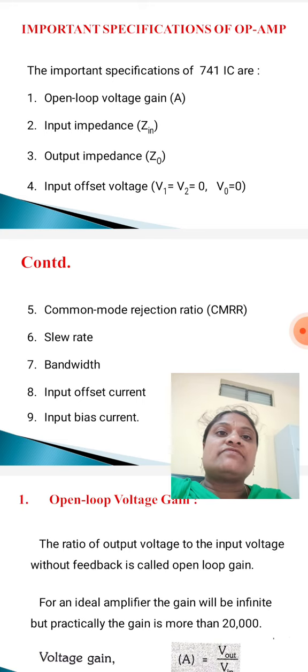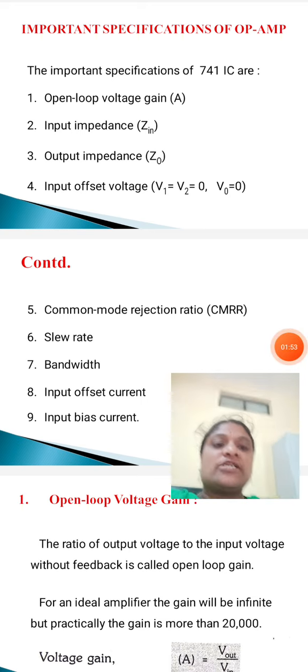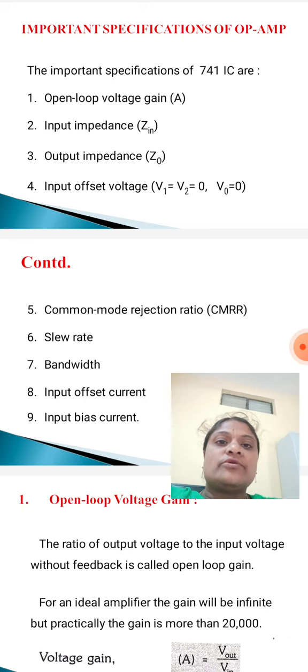So the important specifications of IC 741 are, first one is open loop voltage gain. It is nothing but capital A. The second important characteristic of op amp IC 741 is input impedance. Input impedance is denoted by Zin. The third important specification of IC 741 is output impedance. It is denoted by Z0. And the fourth one is input offset voltage.